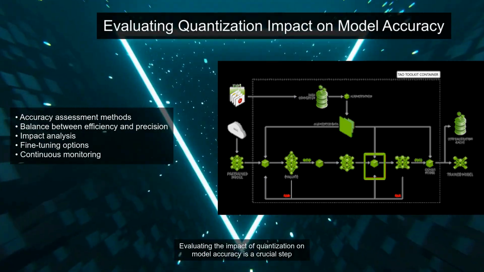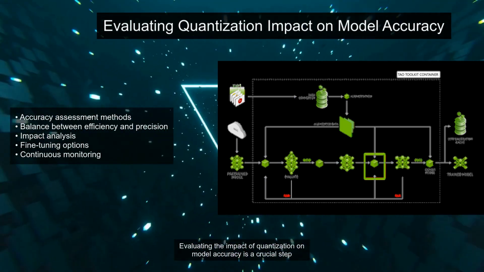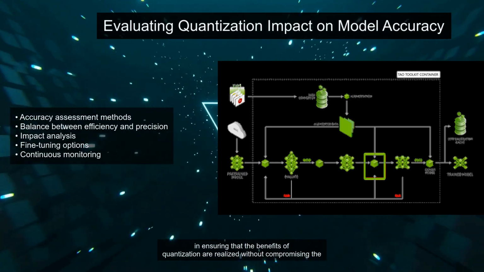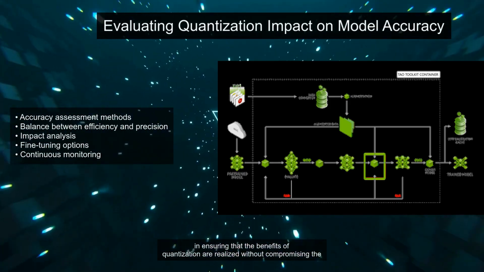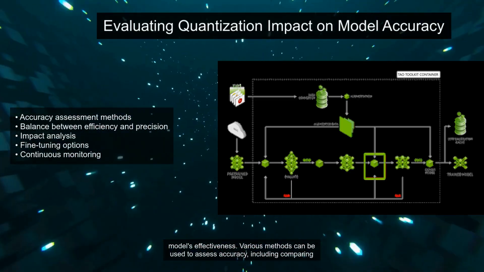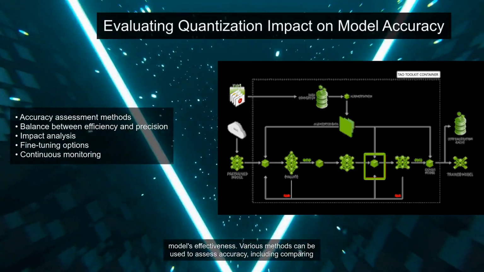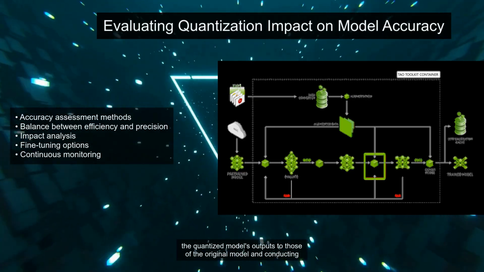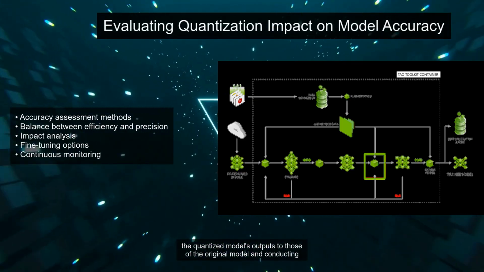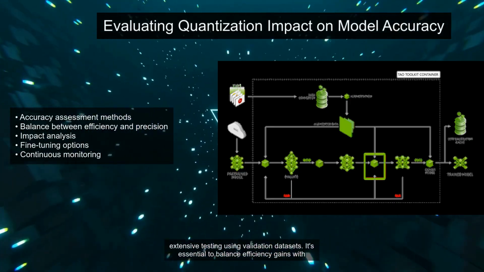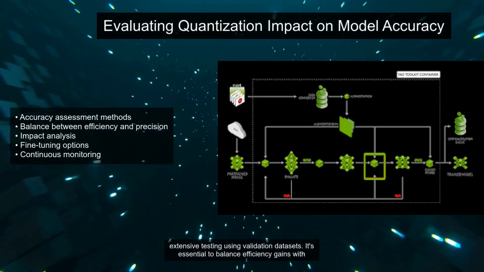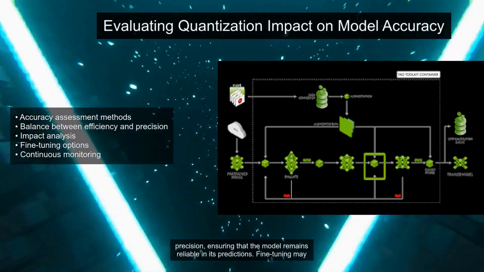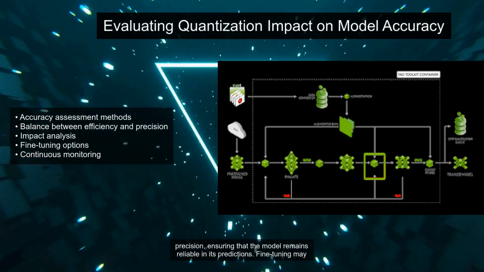Evaluating the impact of quantization on model accuracy is a crucial step in ensuring that the benefits of quantization are realized without compromising the model's effectiveness. Various methods can be used to assess accuracy, including comparing the quantized model's outputs to those of the original model and conducting extensive testing using validation datasets. It's essential to balance efficiency gains with precision, ensuring that the model remains reliable in its predictions.